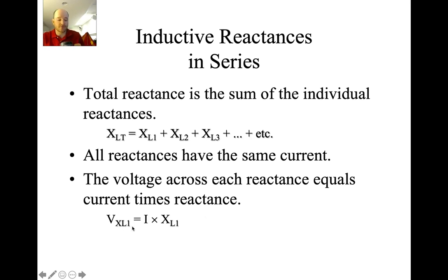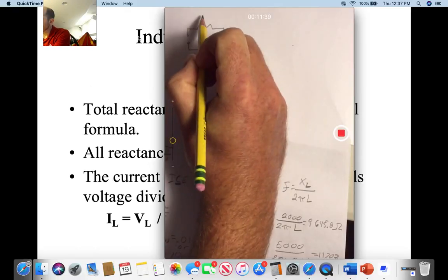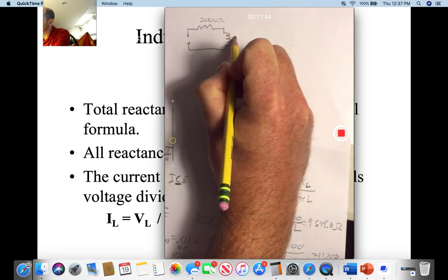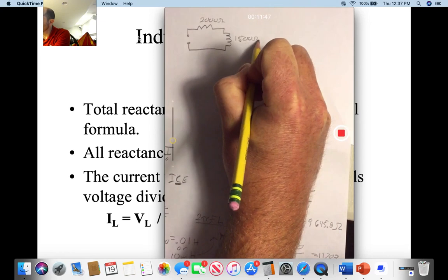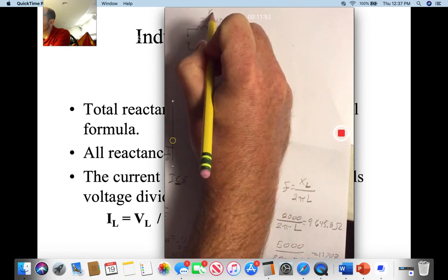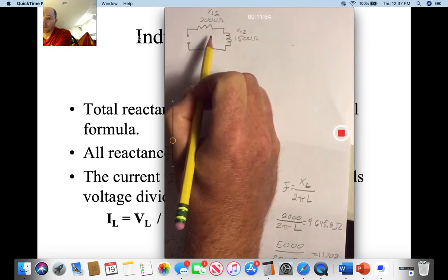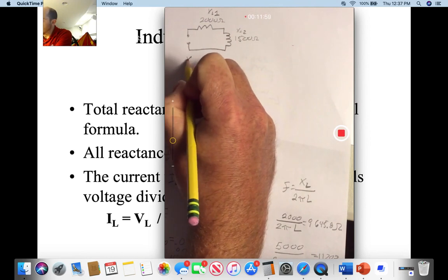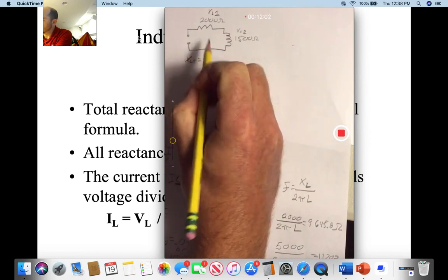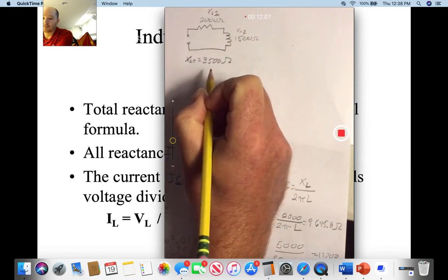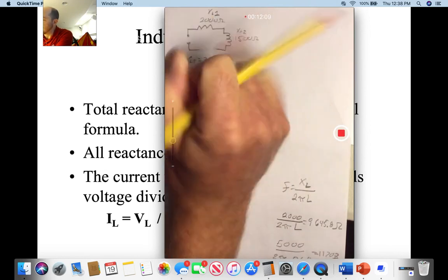So we would use this formula to calculate that out, all right? Let's say my X of L here is 2,000 ohms. Let's say this is 1,500 ohms. This is my X of L for 2, X of L for 1. Okay? So to get my X of L total, that would equal 3,500 ohms.